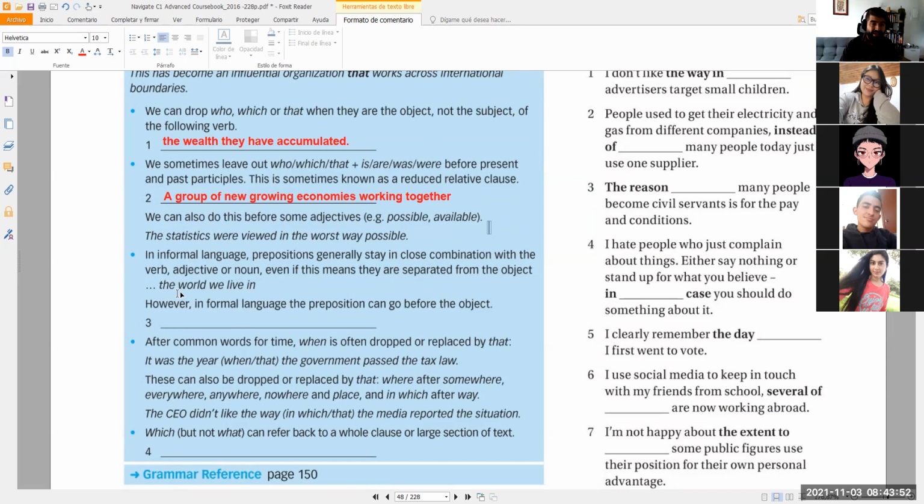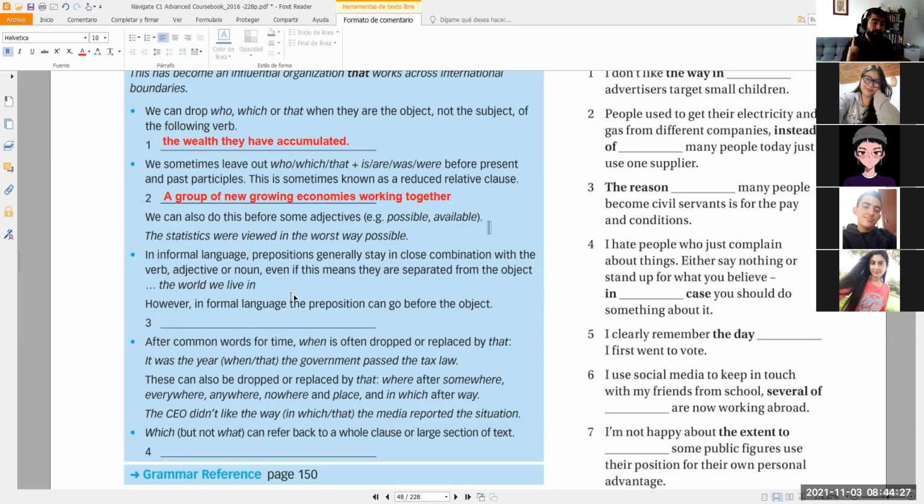So we say this kind of thing a lot. This is very, very common in informal language, especially in speaking. The world we live in, the place we come from, you see, the place we are going to. So we always complement the verb that way, even if it's separated from the object, because in this case we say the world we live in. So the world and in are separated, but still we put that together.